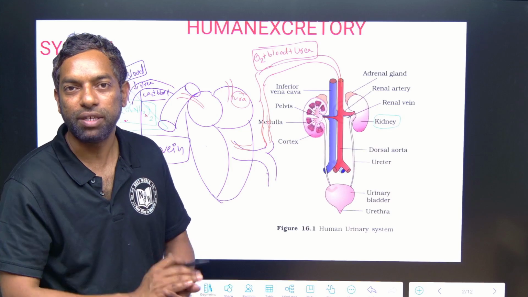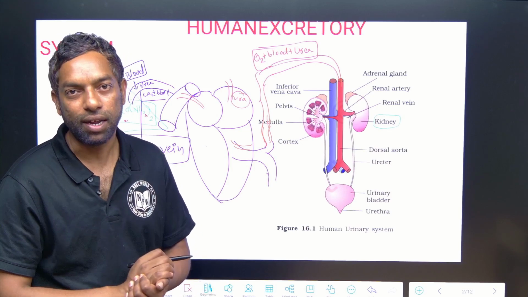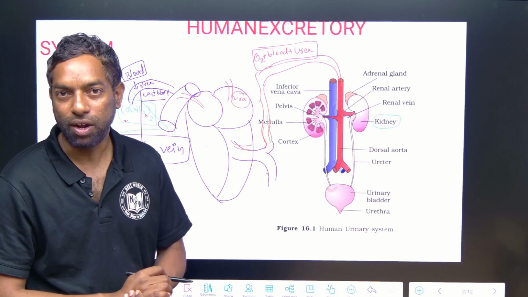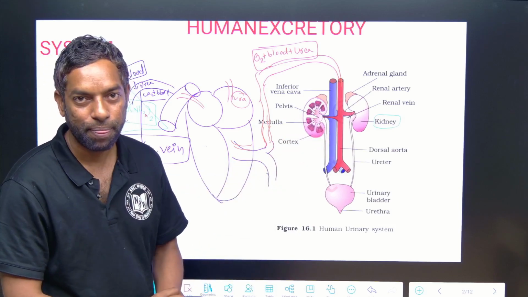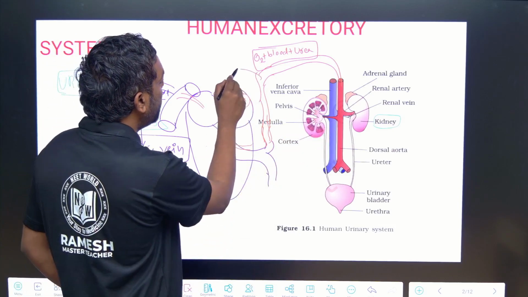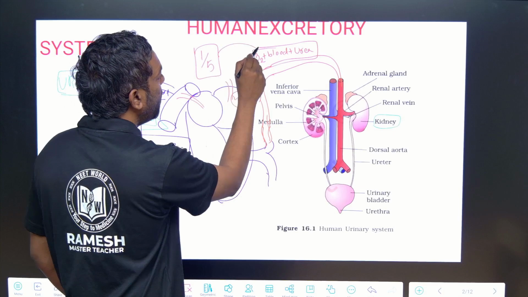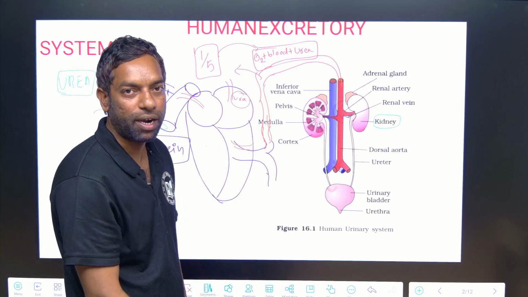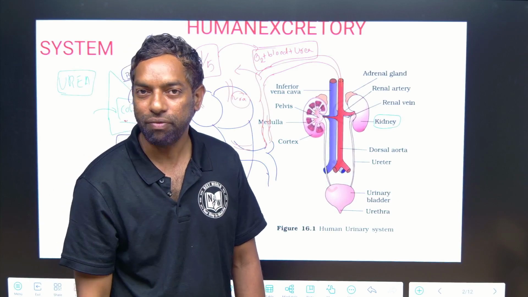From the heart, the aorta carries the blood forward into the renal artery. The renal artery, one of the fine branches of the aorta, carries oxygenated blood as well as urea into the kidney. One fifth of the blood, guys, one fifth of the blood is carried by the renal artery into the kidney for the filtration of urea.